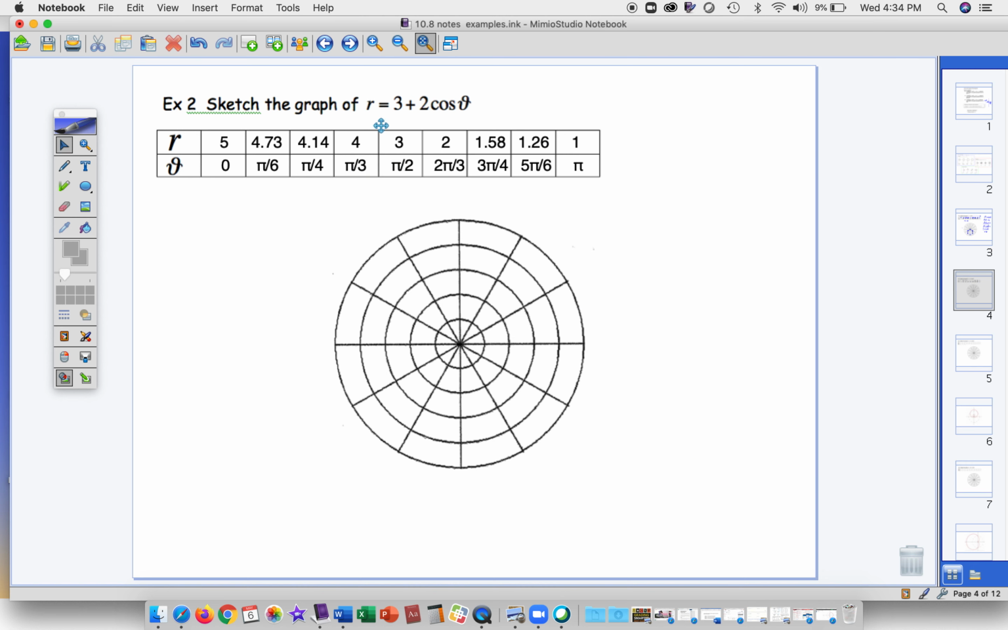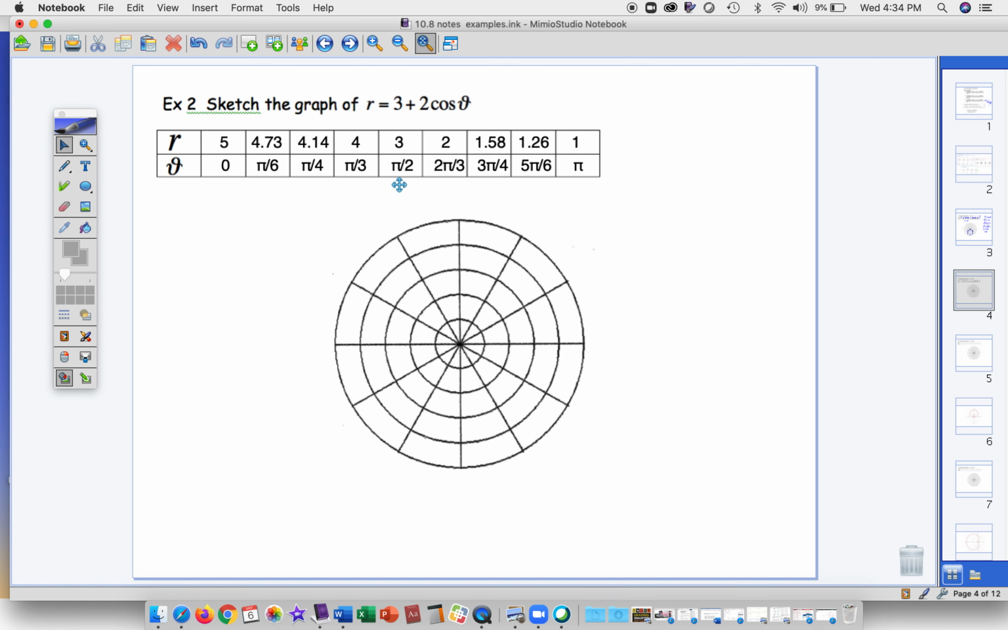The maximum that we were talking about. When I see an equation like this, my maximum is going to be when the cosine of theta is 1, and that occurs at 0, and that gives me that radius of 5. So for pi over 6, I already calculated the decimals and got these decimals. Pi over 4, pi over 3, the cosine's a half, and so I'm adding 1 to 3.